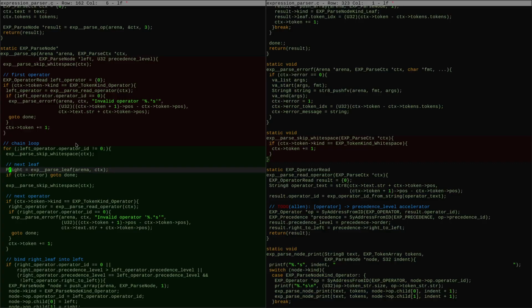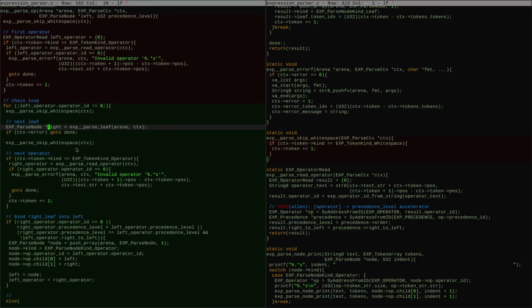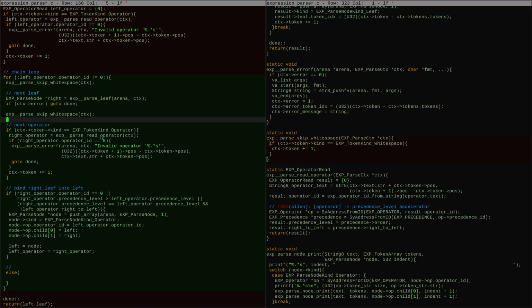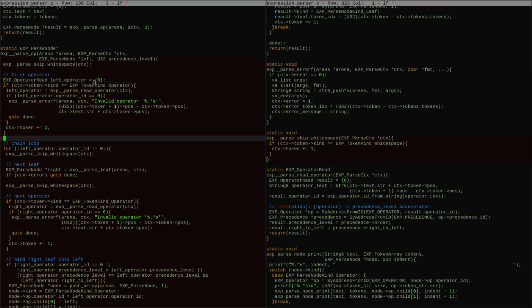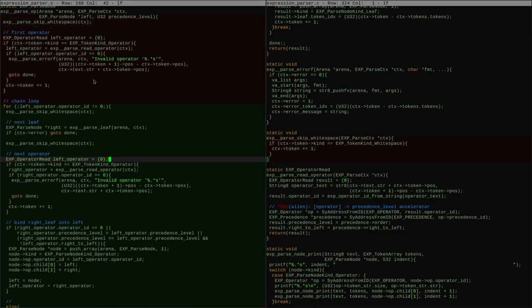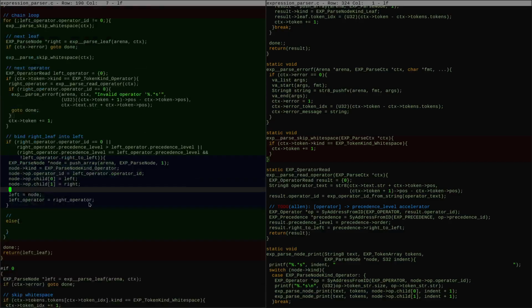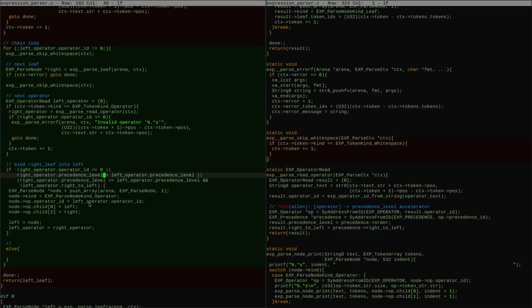Okay, so here we get the right leaf. Skip some white space. We get the right operator. Now, this is where I was most confused. This becomes a loop, not just an if.